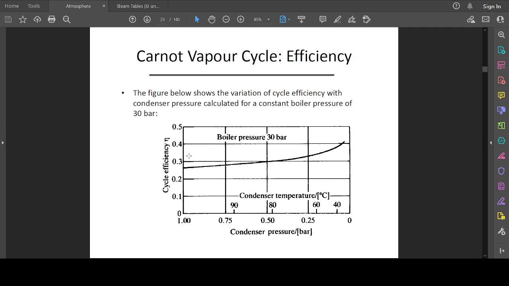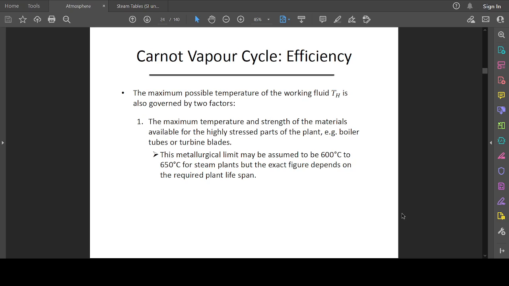On the y-axis we see the cycle efficiency, and on the x-axis we see the condenser pressure. As you can see, as the pressure drops, the cycle efficiency increases, meaning that the lower the temperature, the higher the cycle efficiency. The maximum possible temperature of the working fluid, TH, is also governed by two factors.